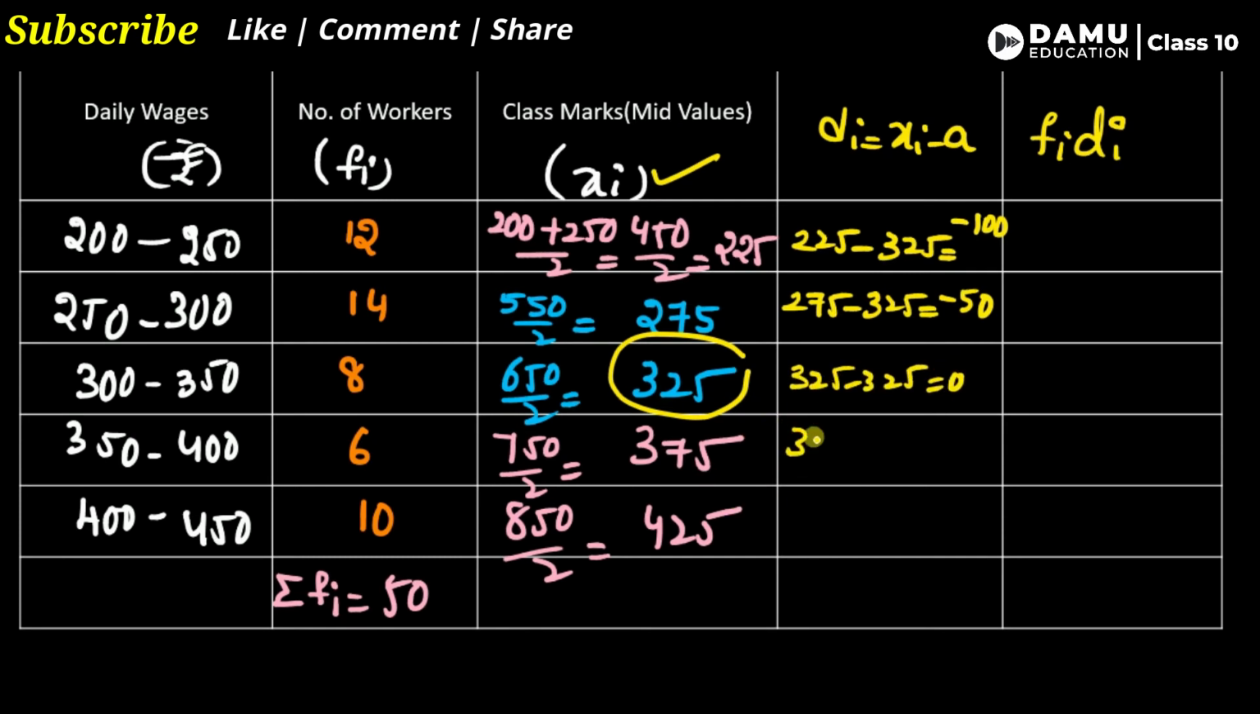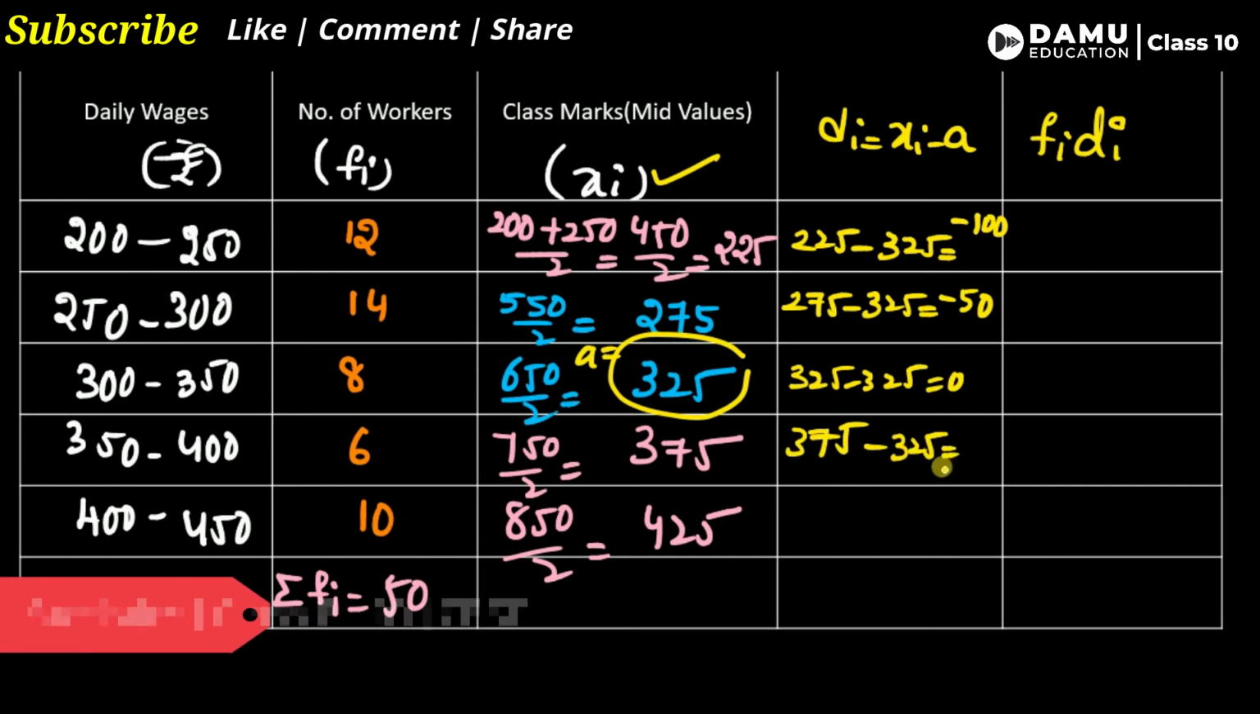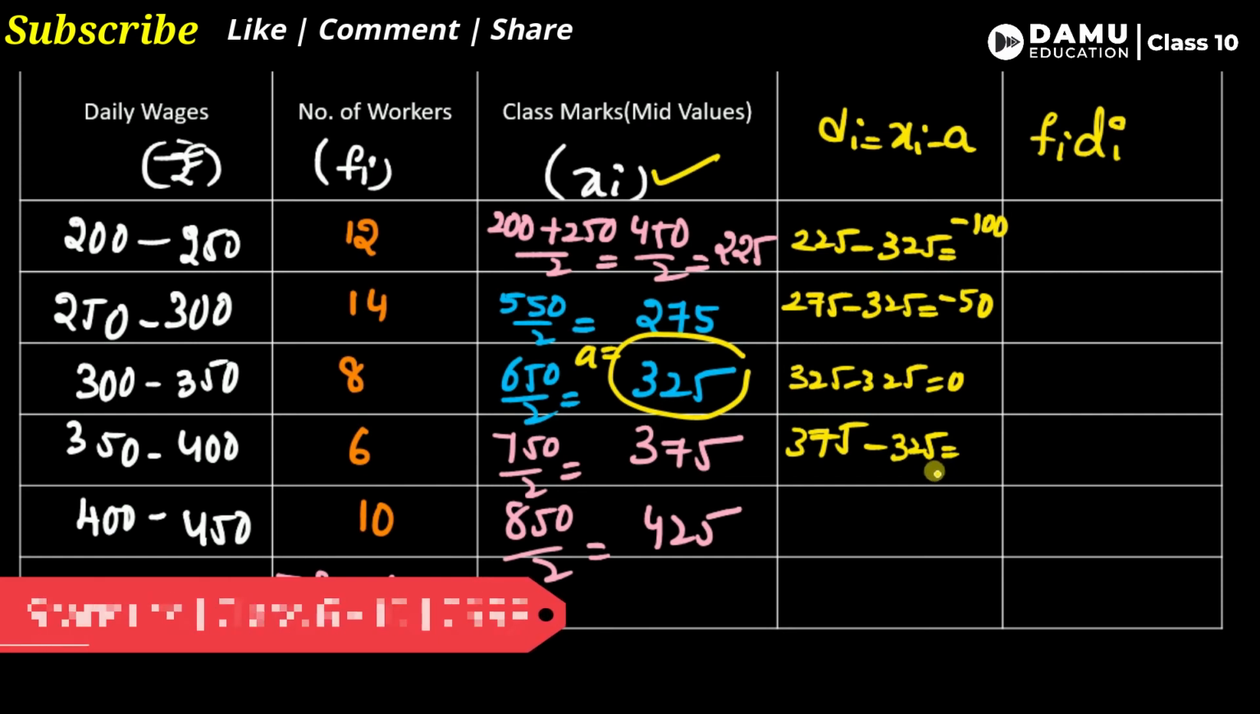Then 375. The deviation is nothing but xi minus the assumed mean. The assumed mean, we are taking as 325. That is the middle value, which is why we assumed it. So 375 minus 325, we will get 50. Then 425 minus 325, we will get 100. If you observe, the upper values have minus and the lower values have plus.